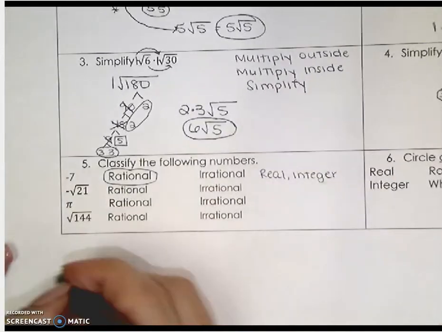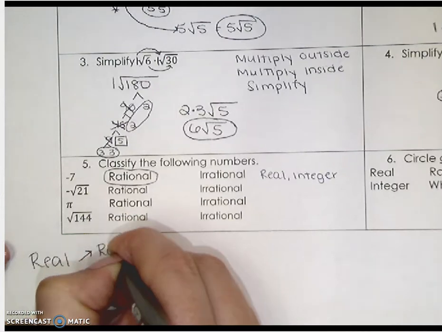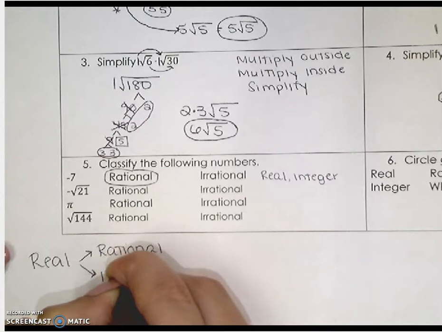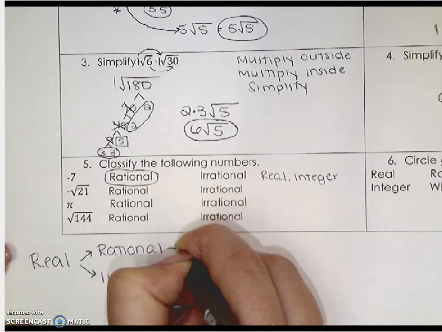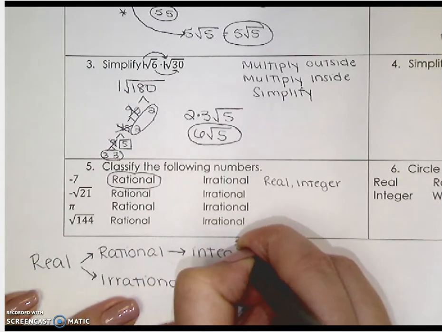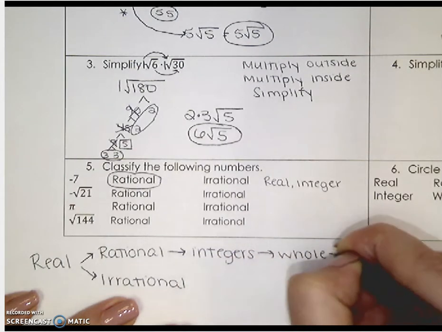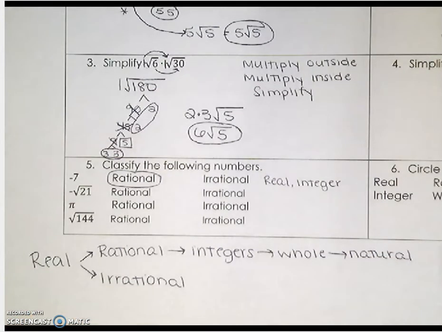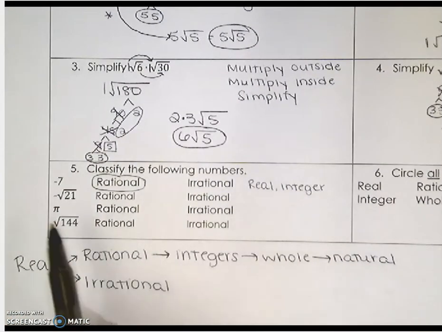Remember, our classifying system goes real, which breaks off into rational and irrational. Rational numbers can then be classified as integers, whole numbers, and natural numbers. So -7 is an integer because it's negative.